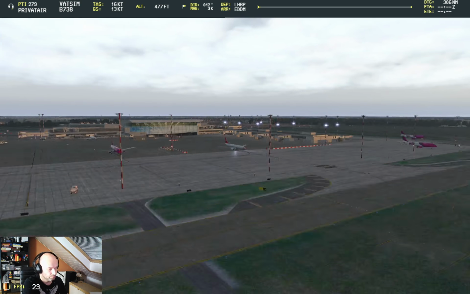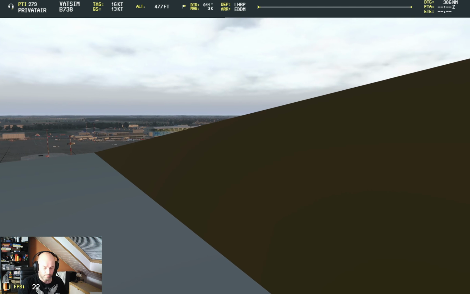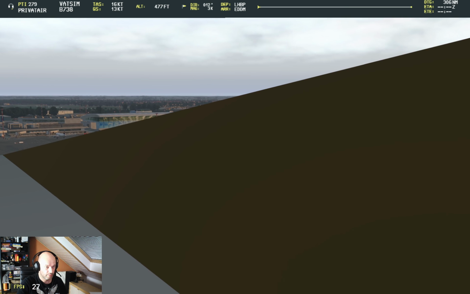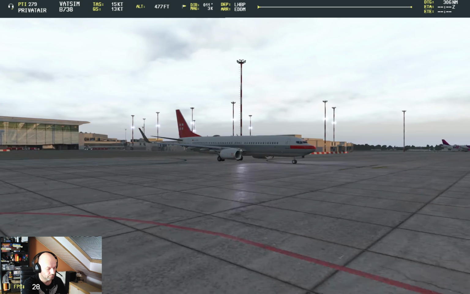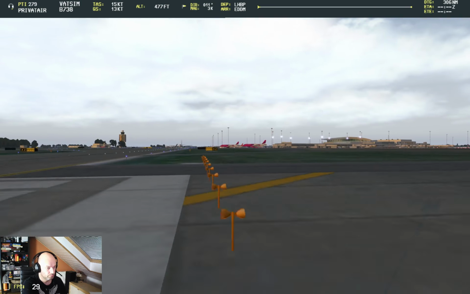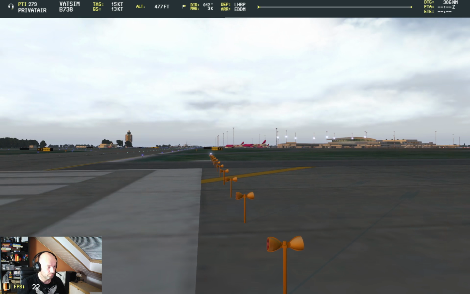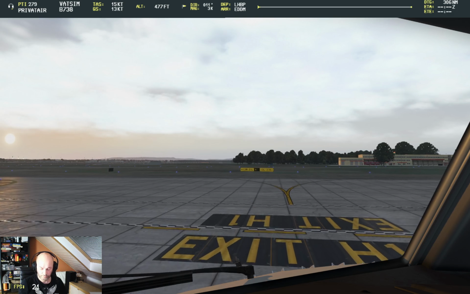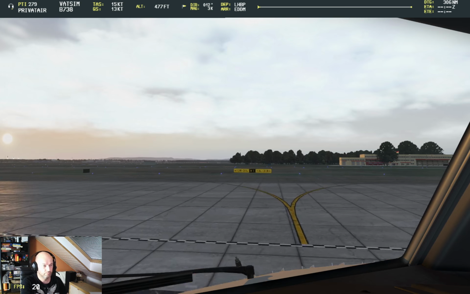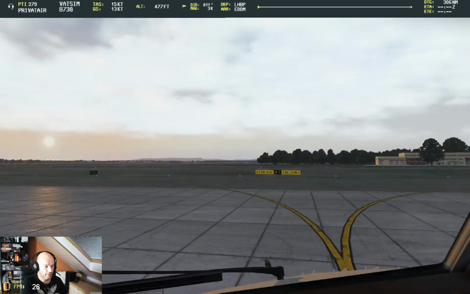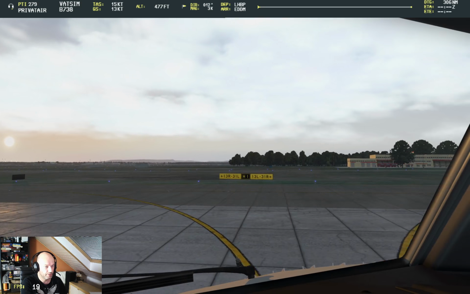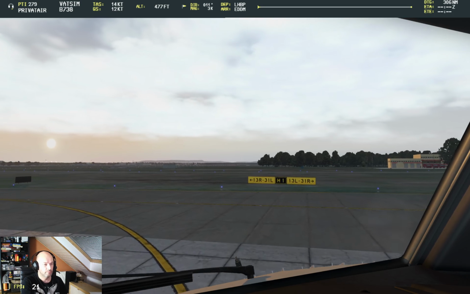Eurowings 2 Echo November, contact Budapest Tower on 118.1. Bye bye. Contact Tower 118.1, Eurowings 2 Echo November, bye bye.